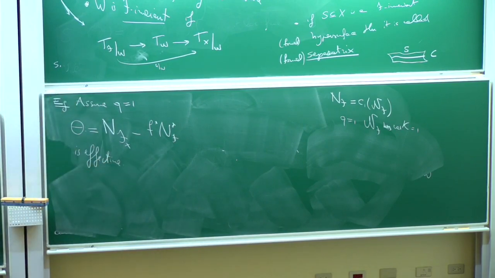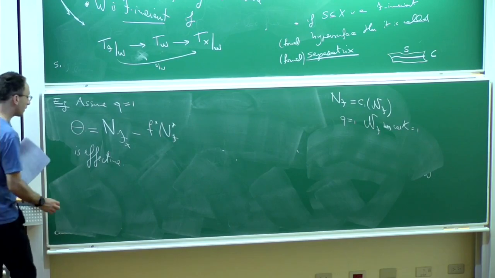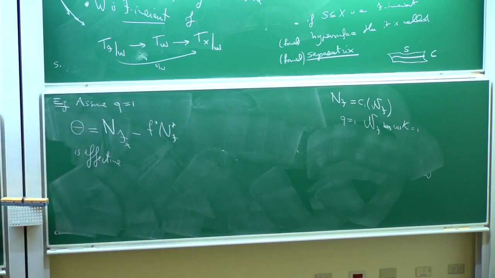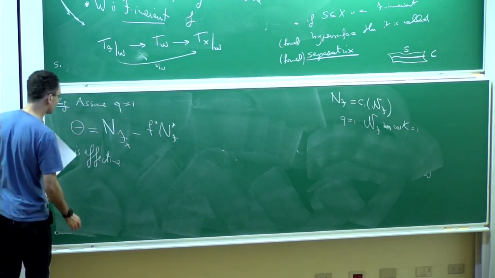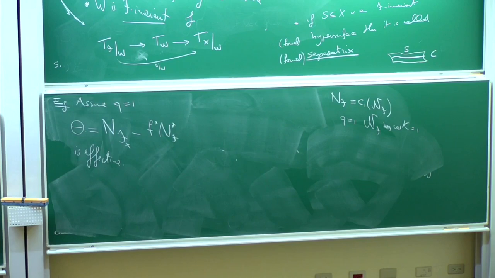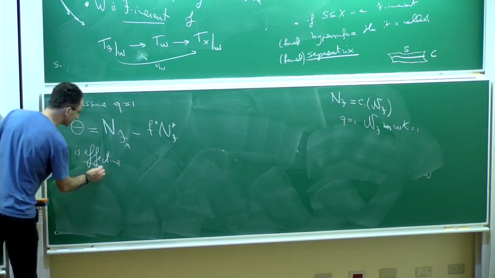What I'm trying to say here is very, very simple, but it will be useful in the future. If we didn't have to take the saturation, if it was already saturated, then theta would be zero. You should think of theta as measuring how far the sheaf induced by F is from being saturated. If it's saturated, then there is no theta. But effective is going to be very important.